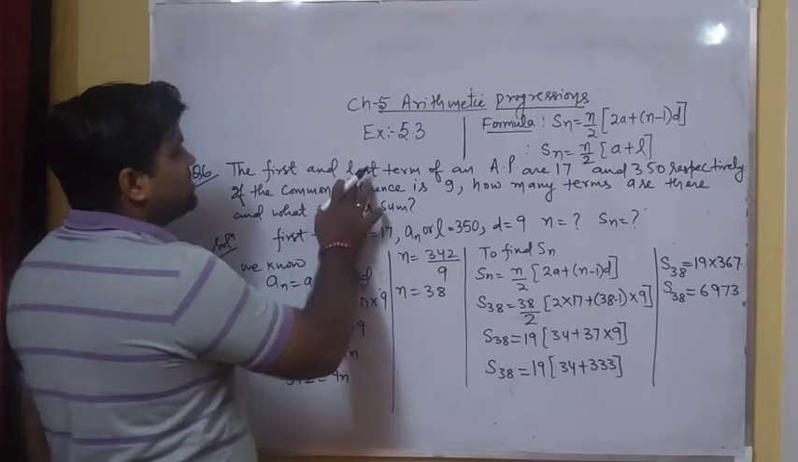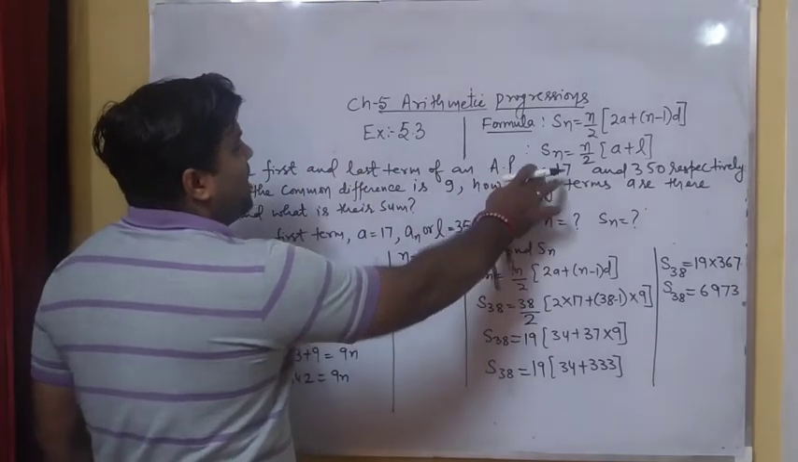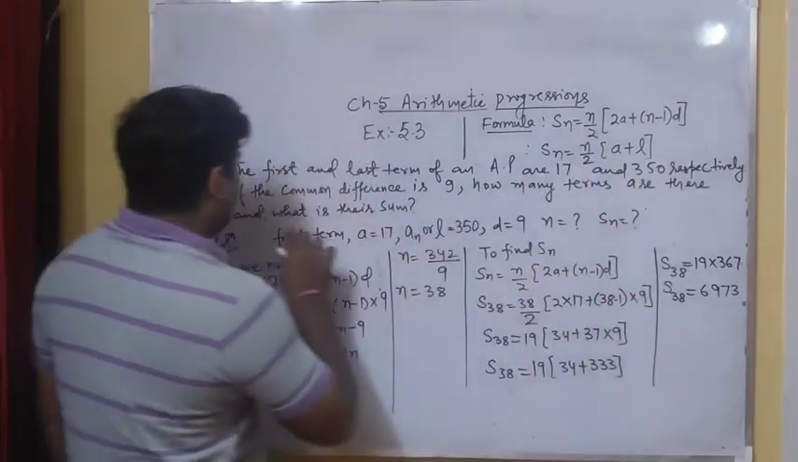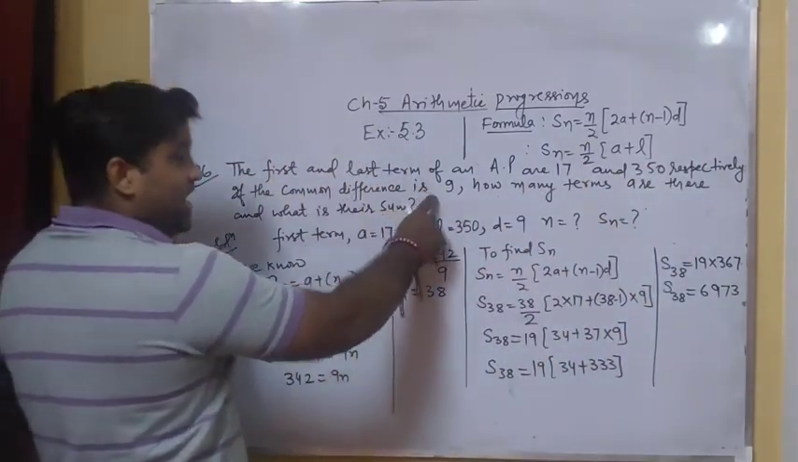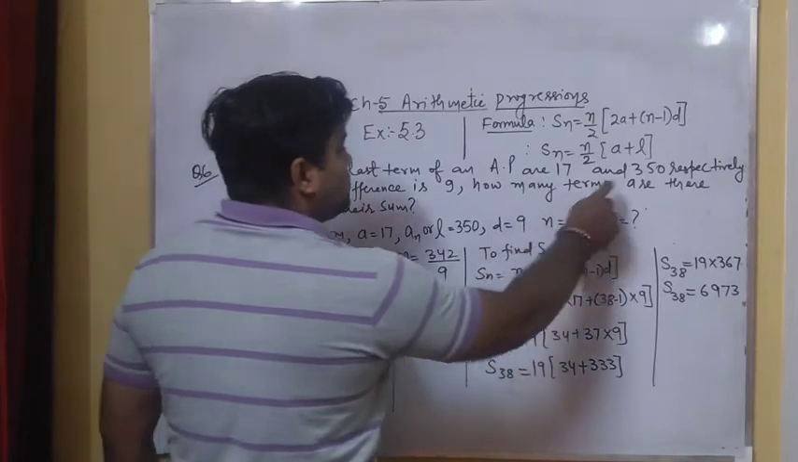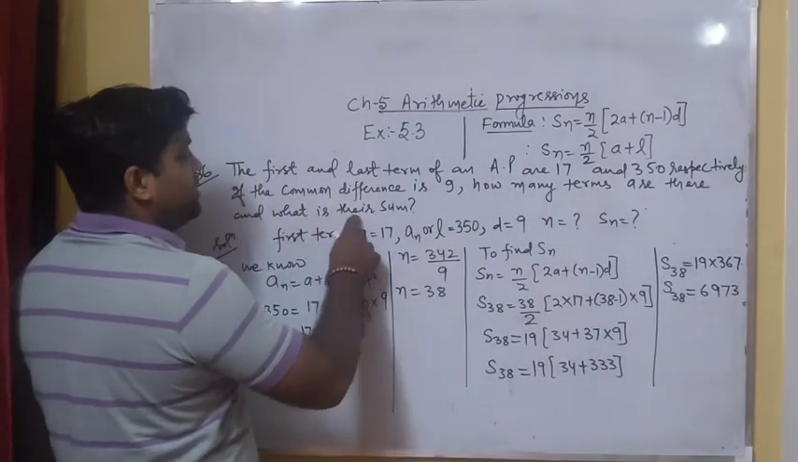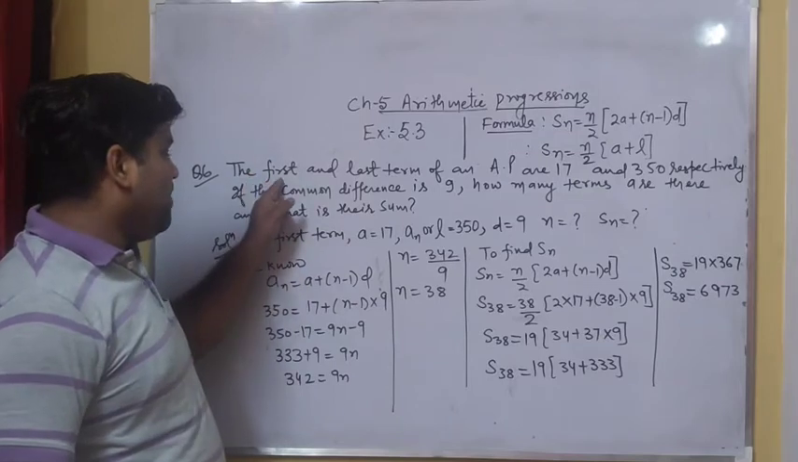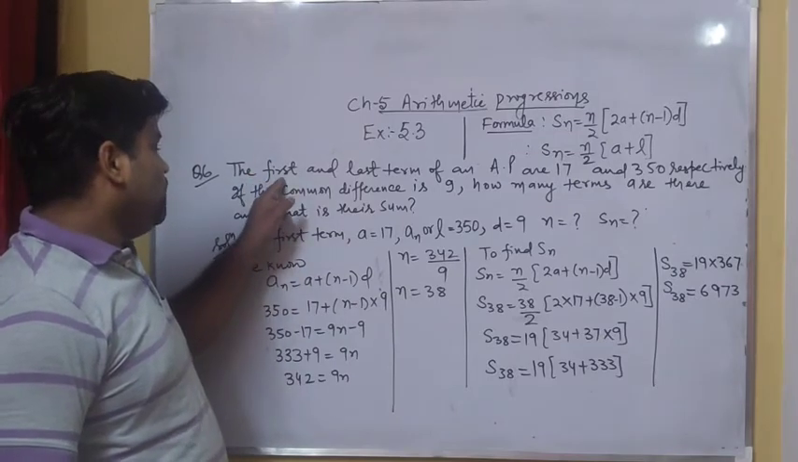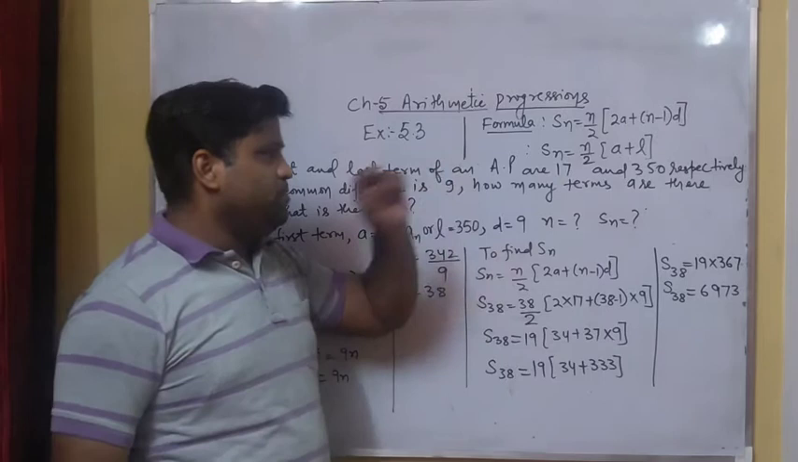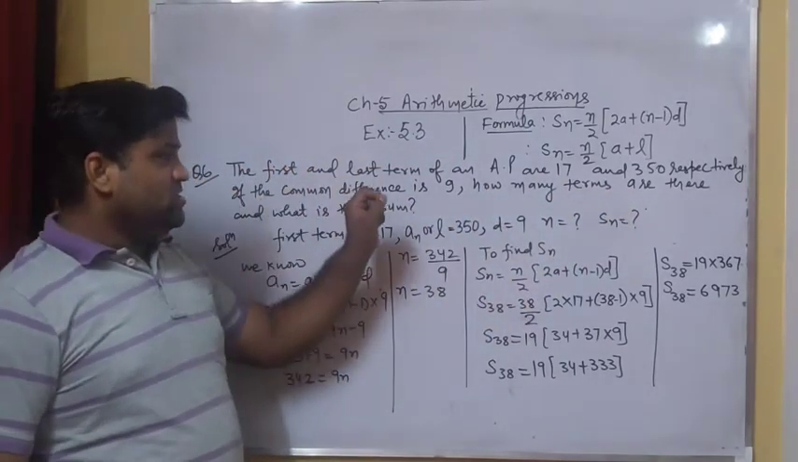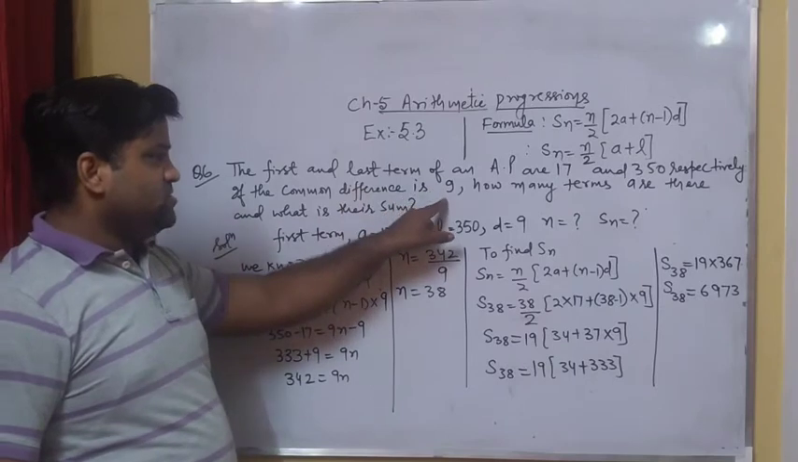The first and last term of an AP are 17 and 350 respectively. If the common difference is 9, how many terms are there and what is their sum? In the question, we are given the first term and the last term of an AP, which are 17 and 350, and the common difference between the terms is given, which is 9.